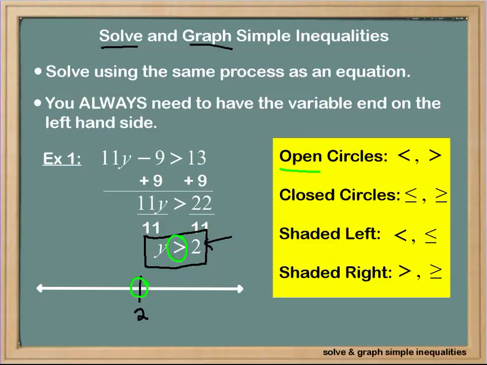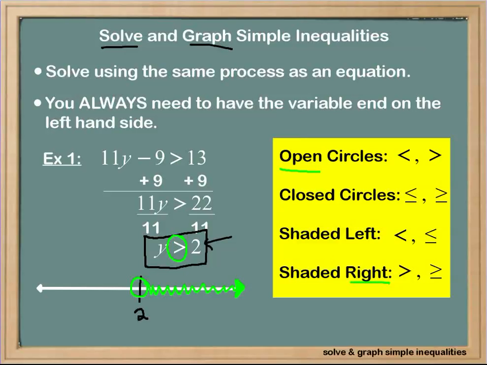The arrow is a greater than, and you can kind of tell just by the way that it's pointing which way we're going to shade. Because I have a greater than symbol, I'm going to shade to the right. So I'm going to shade in everything to the right of that 2.